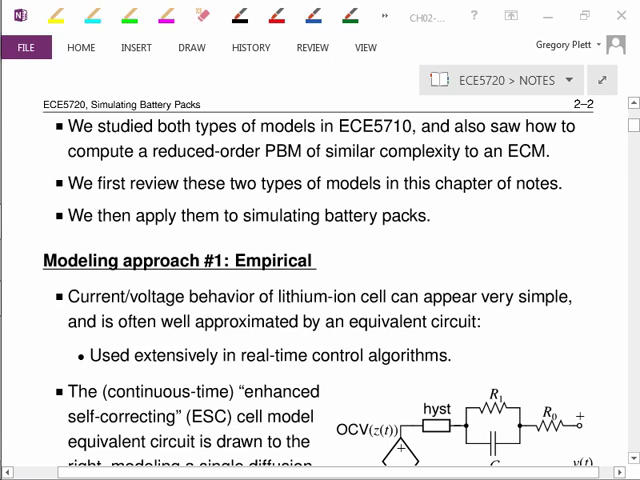So last course we studied both types of models, and furthermore we saw how to produce a reduced order physics-based model that has similar complexity to an equivalent circuit model. And that was the best of both worlds, because the reduced order physics-based model gave us fast simulations, it gave us robust simulations, but it also gave us all the predictive capability that we were looking for. So, great, we've got these physics-based reduced order models. We're going to use them now, right?